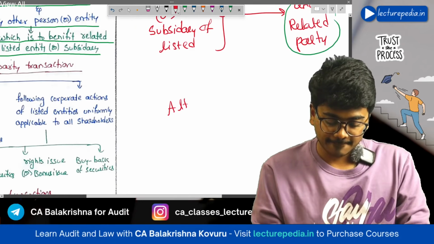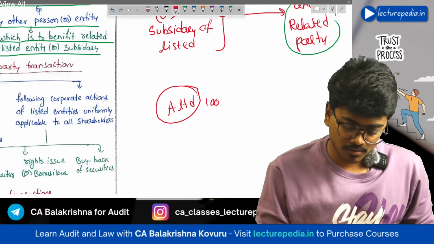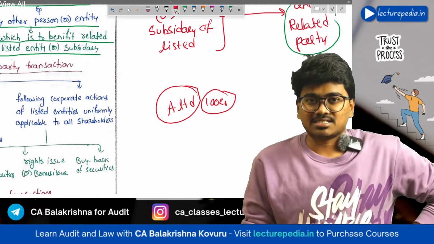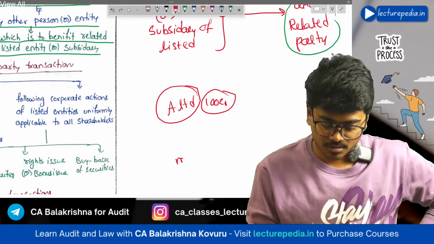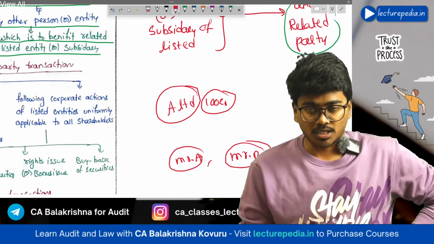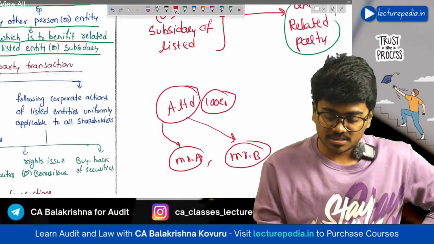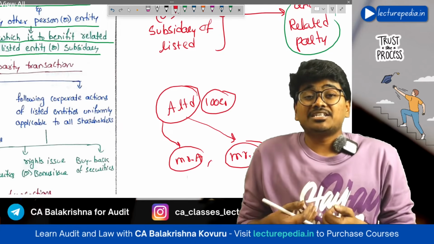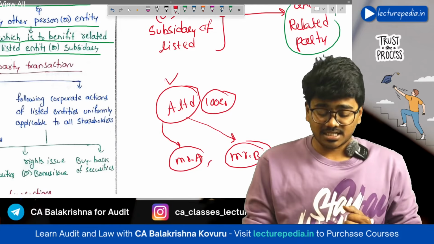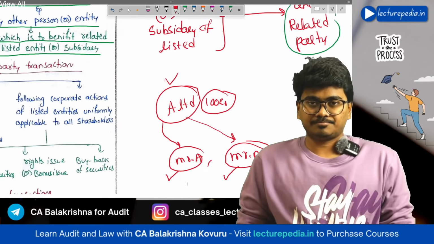Okay, A Limited wanted some money, 100 crore, but it doesn't want to issue the shares to the public. So what it has done is, there are certain people, Mr. A, Mr. B. Now A Limited allotted shares to Mr. A and Mr. B. This is known as preferential allotment, because A Limited is allotting the shares or any securities to certain selected people only.